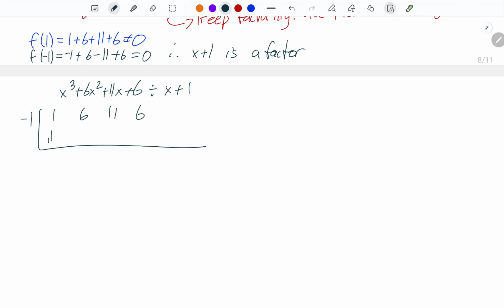And bring down the 1, multiply together. Add up that column, that's 5. Multiply together, negative 1 and 5 is negative 5. 11 and negative 5 is 6. Multiplied by negative 1 is negative 6. That gives you 0. And that part is going to be x squared plus 5x plus 6.